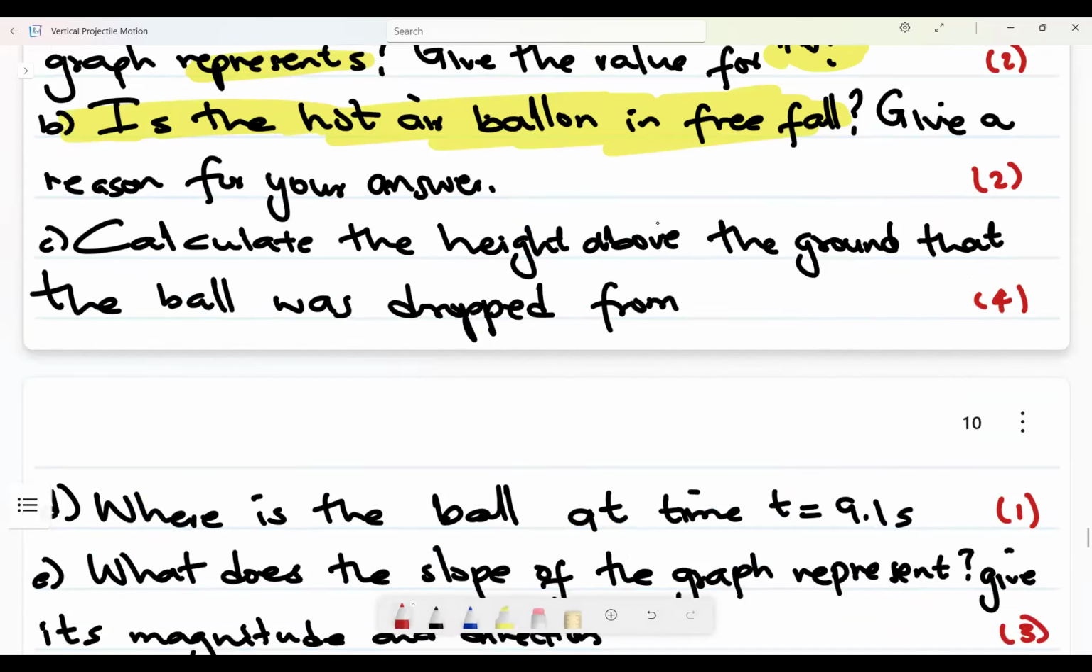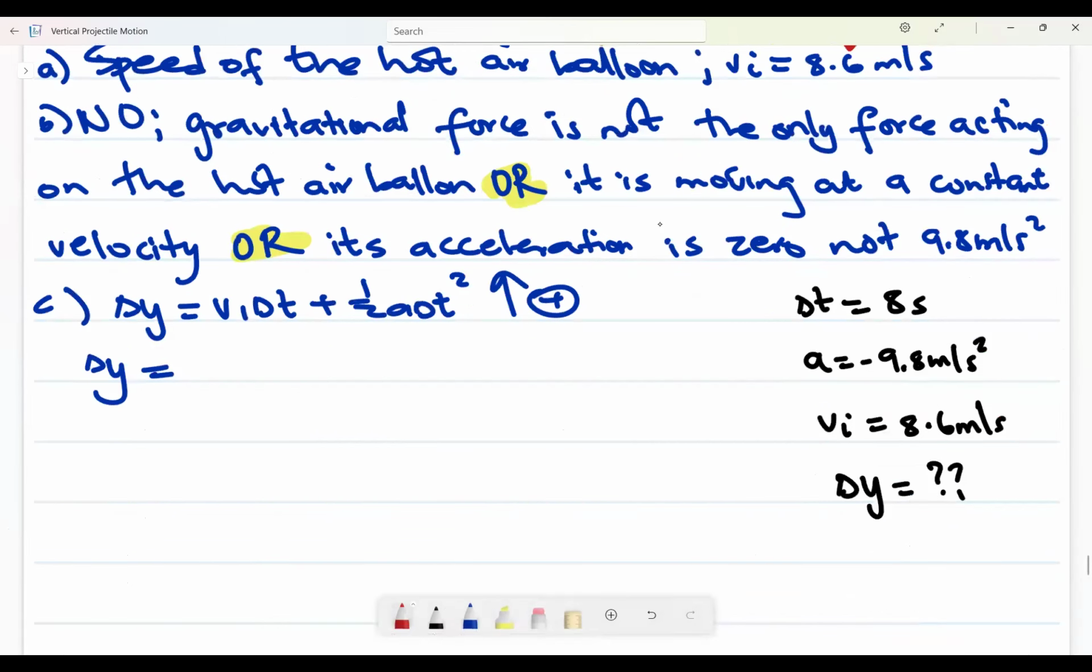Change it to 4 marks. Now, what is my initial velocity? It's just me substituting. It's going to be positive 8.6 because it is moving upwards and I choose upwards as positive. My time, 8, plus half acceleration, it is negative 9.8. Why? Because I choose upwards as positive and your g is acting downwards, so it is opposing. 8 squared.